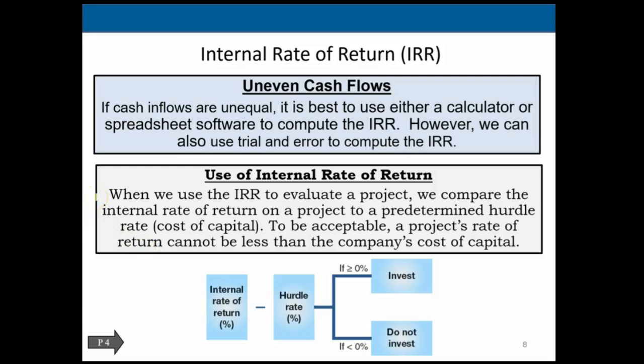When we use the internal rate of return to evaluate a project, we compare the internal rate of return of a project to a predetermined hurdle rate, the cost of capital. To be acceptable, a project's rate of return cannot be less than the company's cost of capital. So once again, if we thought that the hurdle rate, the cost of capital, was 10%, and we came out with an internal rate of return greater than 10%, then we would consider taking on that project. If lower than 10%, then we would not take on the project.